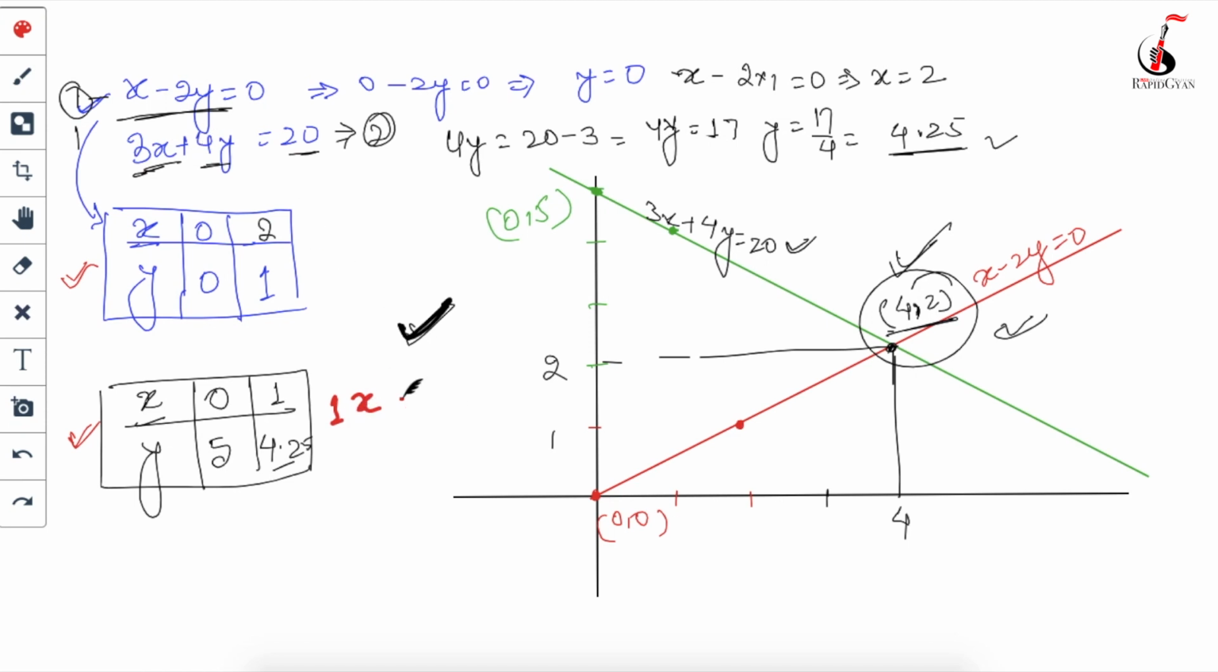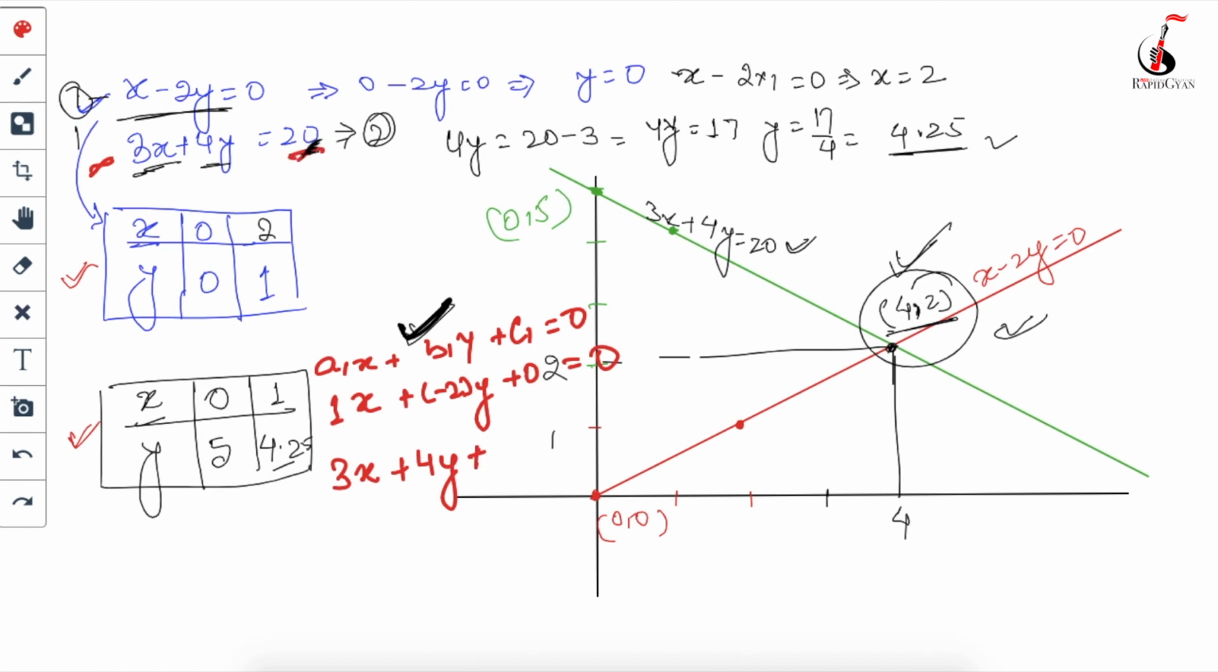a1x plus b1y, so I can say plus minus 2y, and there is no c, so I can write plus 0 is equal to 0. See, this is written in the form a1x plus b1y plus c1 is equal to 0, where you can clearly say that a1 is equal to 1, b1 is equal to minus 2 and c1 is equal to 0, correct? Now write the other also in that form. So this will become 3x plus 4y, that's a2x plus b2y plus c2. If this 20 comes to this side, it becomes minus 20, so c2 is minus 20, equal to 0.